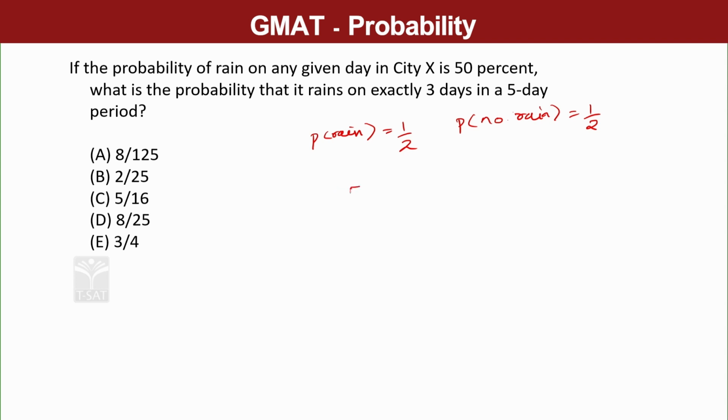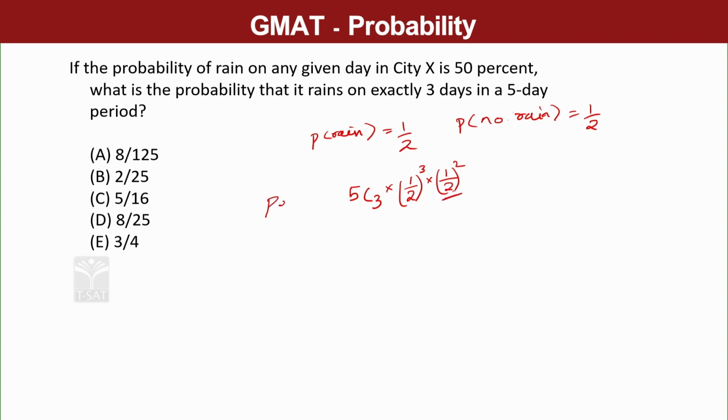So you select the 3 days from the given 5 days in 5C3 ways, and since the probability of rain on these 3 days is half, half will be multiplied 3 times, so half raised to the power of 3, and for the remaining 2 days the probability of no rain is 1 by 2 whole to the power of 2. Here it is saying it is raining exactly 3 days. So the other 2 days it is not raining. So that is the probability of half raised to 2.